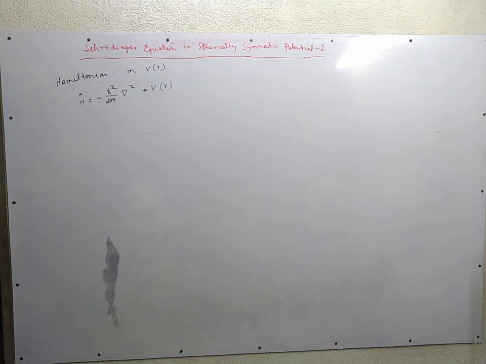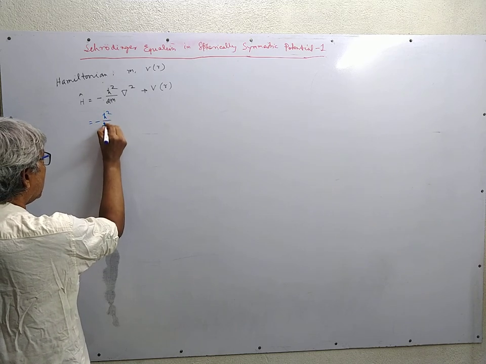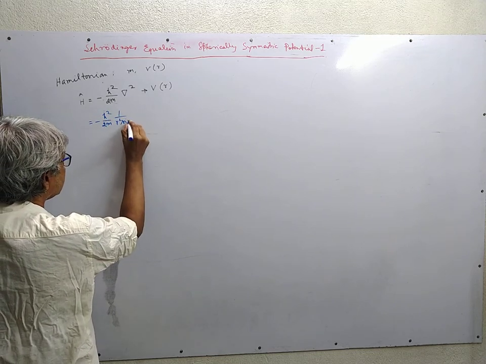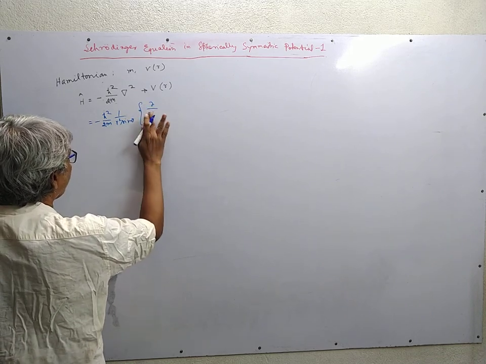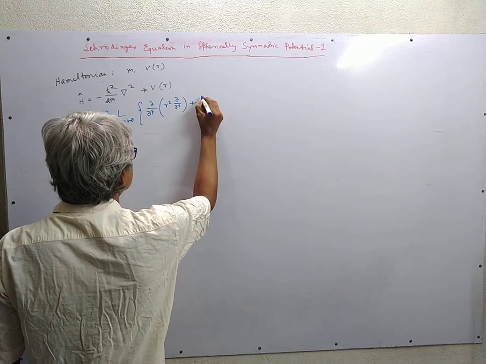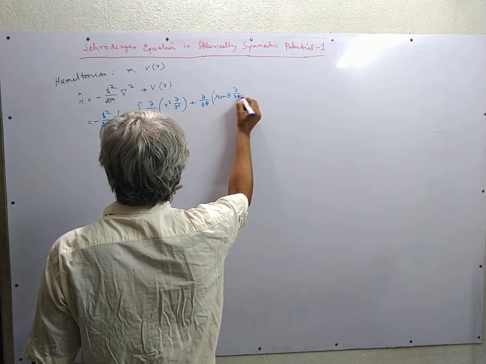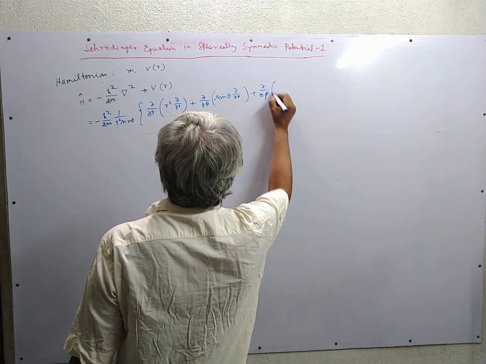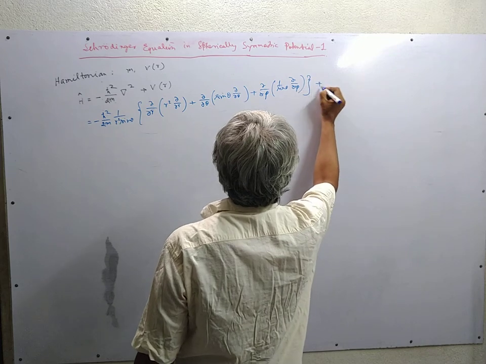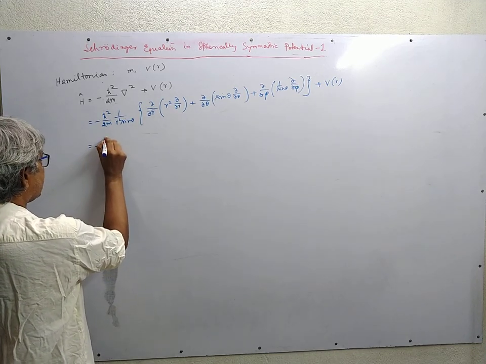Now we can expand the Laplacian. It is 1 upon r squared, del del r of r squared del del r, plus 1 upon sine theta, del del theta of sine theta del del theta, plus del del phi of 1 by sine theta del del phi, plus V of r. On simplification, this becomes minus h bar squared times the radial part.